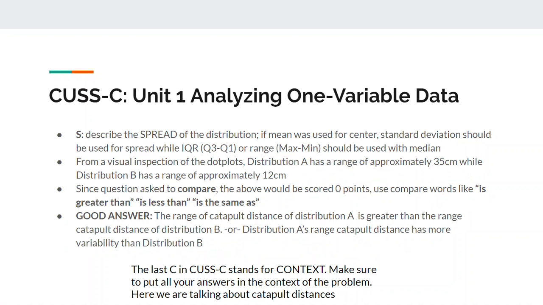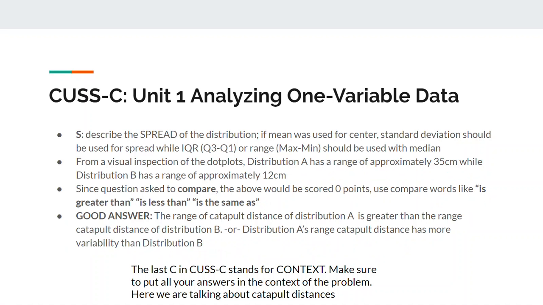The next one is S, CUSS. So CUS, the S stands for spread. Because we use median for center, we want to use either IQR or range for spread. If mean was our center, we would have used standard deviation as spread. So in this case, we want to go ahead and get the range. The range is pretty easy to get.